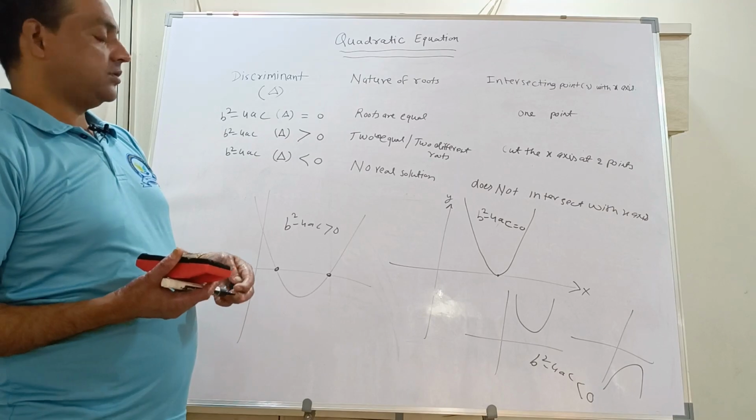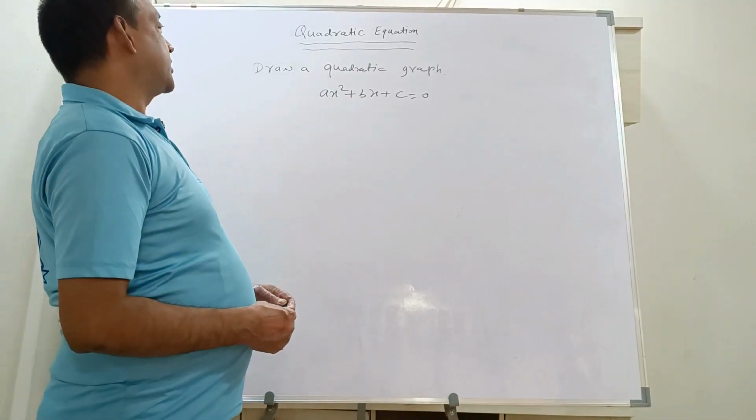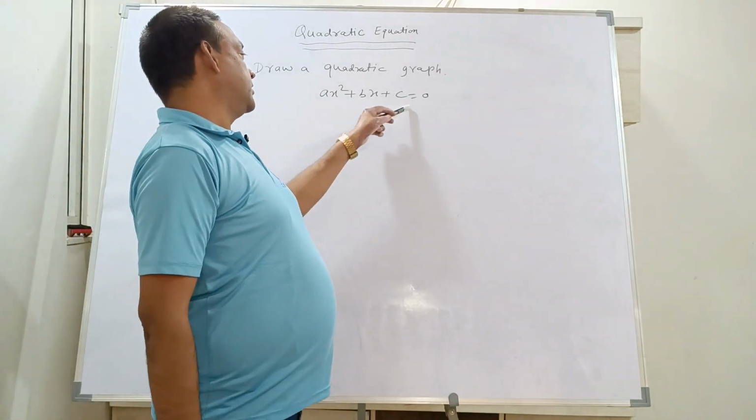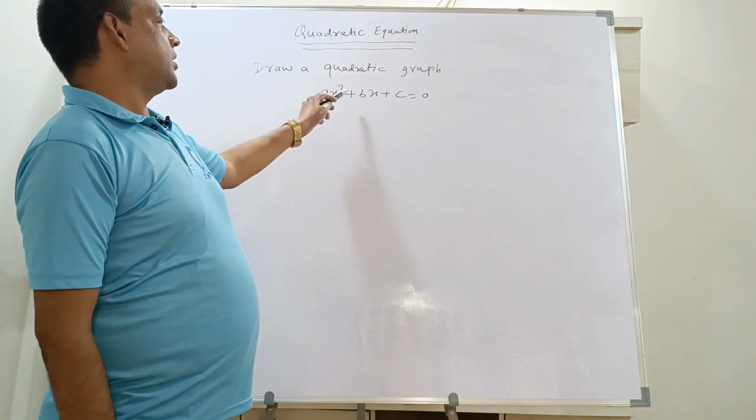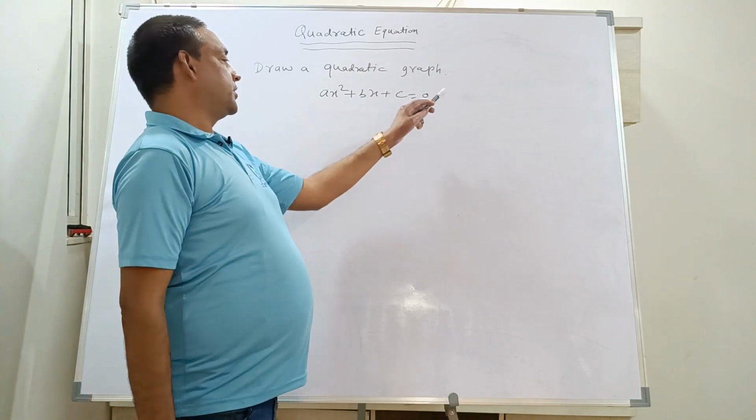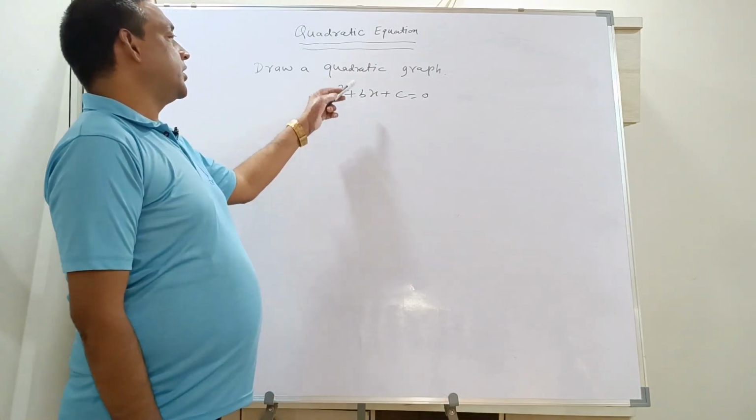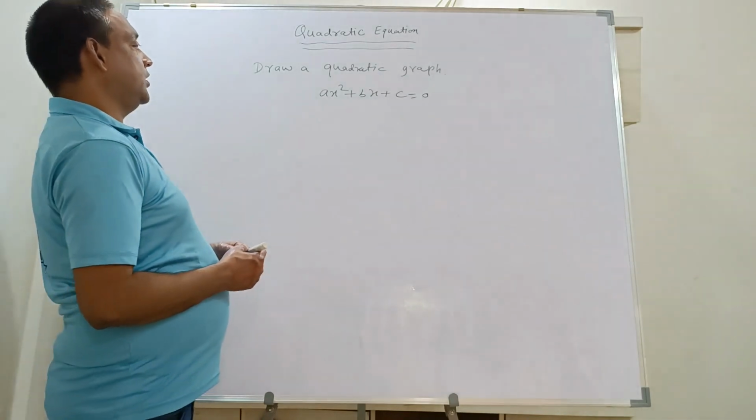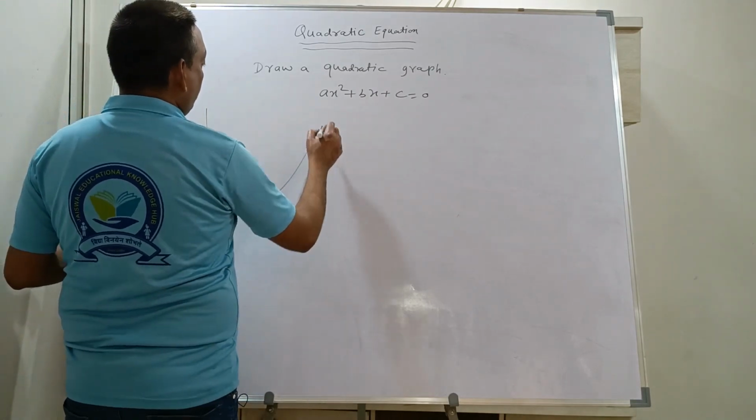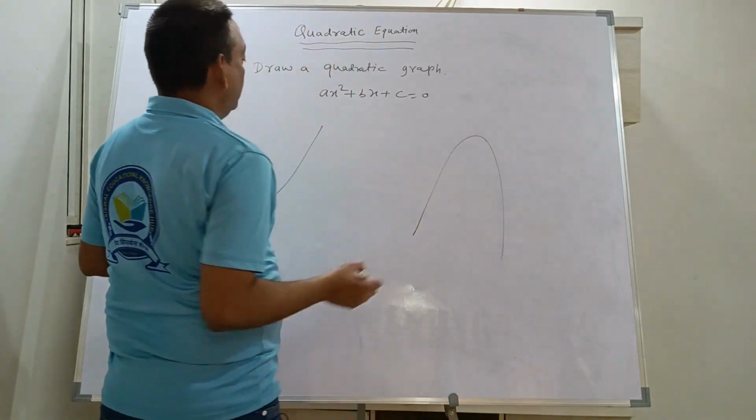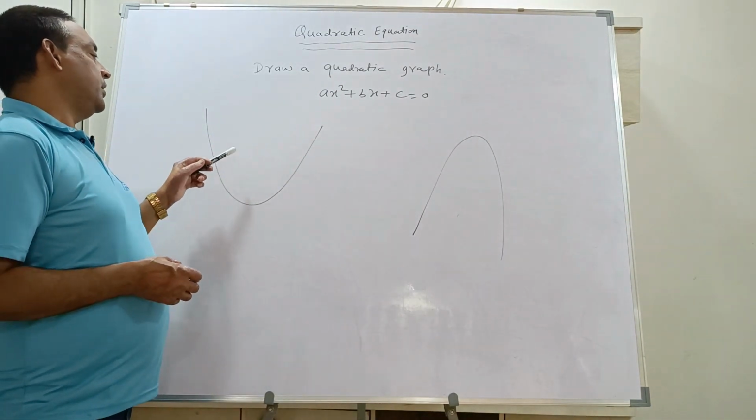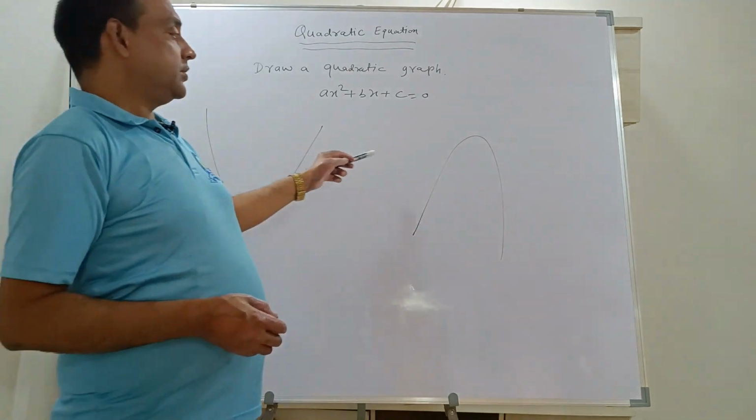Okay, next part: to draw a quadratic graph. Whenever they give any equation, in the general equation we take x square plus bx plus c equal to 0, or they can give any proper quadratic equation and ask you to draw its graph. Your quadratic graph will always be either in this form or in this form. By looking at this, how do we derive which graph it will be? Normally this we call the parabola and this is the hyperbola.